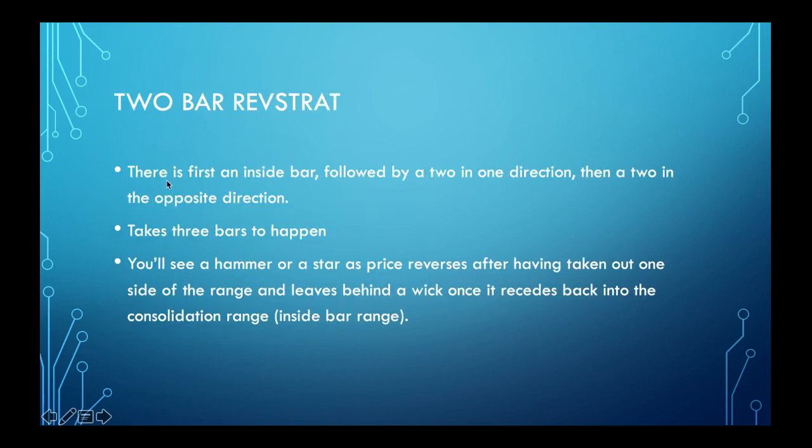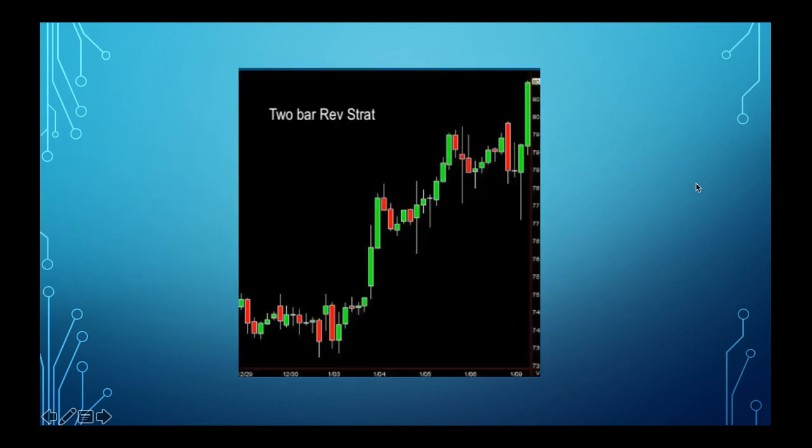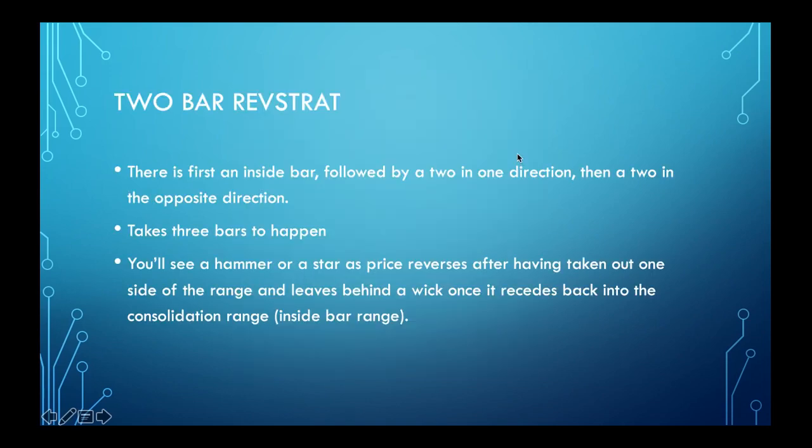A two-bar rev strat. So there is first an inside bar, followed by a two in one direction, and then a two in the opposite direction. A lot of the time the first two is a hammer, as the break of the equilibrium was attempted, met by a stronger force, and then receded back into the inside range. Okay? It takes three bars to happen.